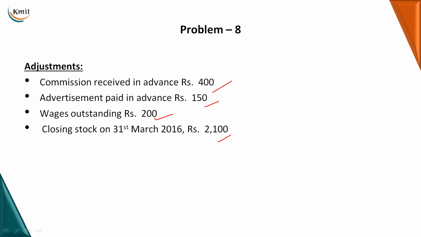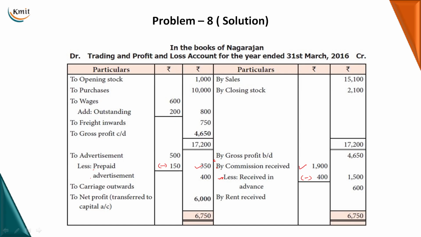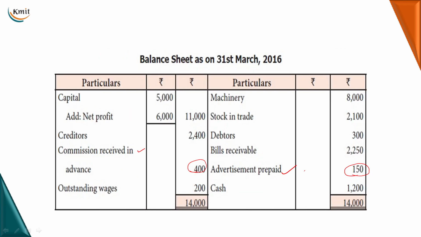The third adjustment is wages outstanding to the extent of 200 rupees. Wages outstanding, that means you are supposed to pay. It is added to the concerned account, that is the wages account, and the same will be written on the liability side of the balance sheet.